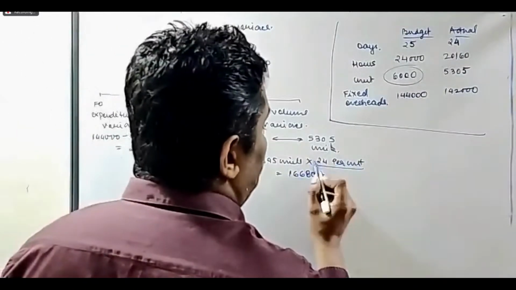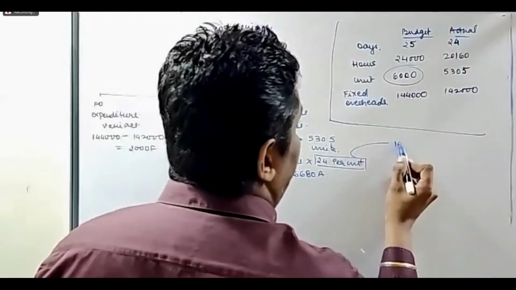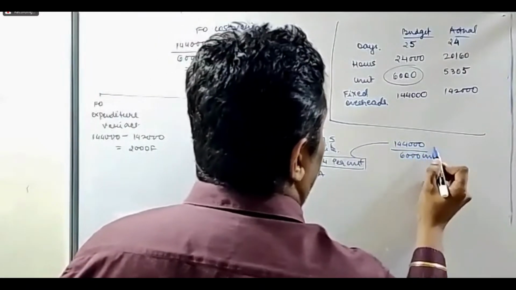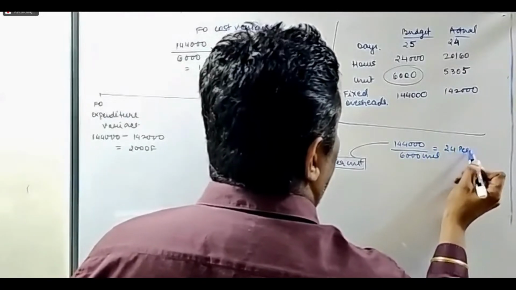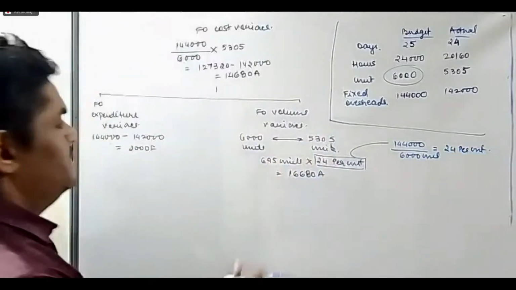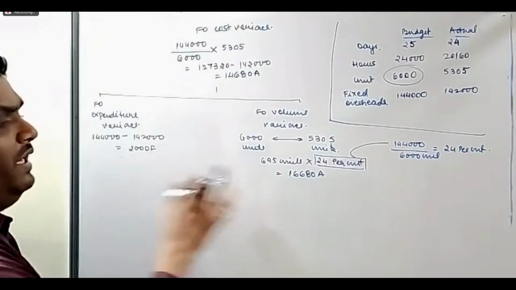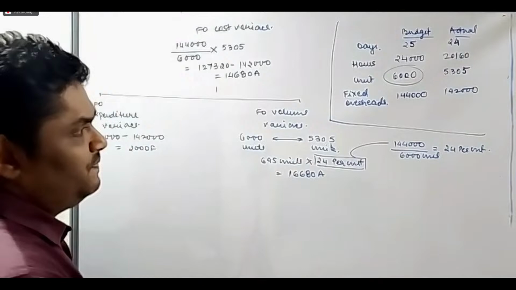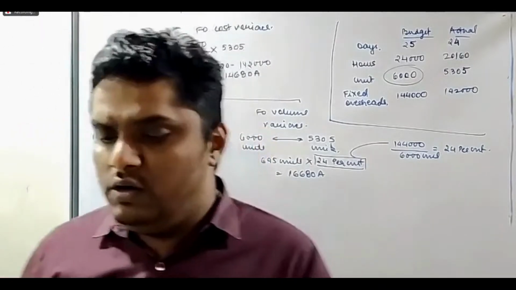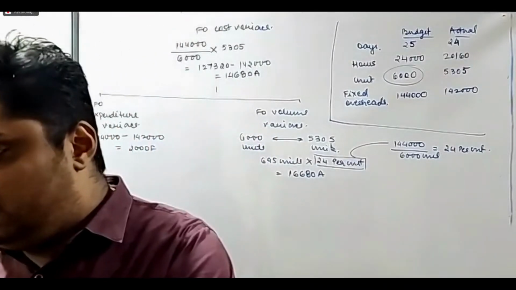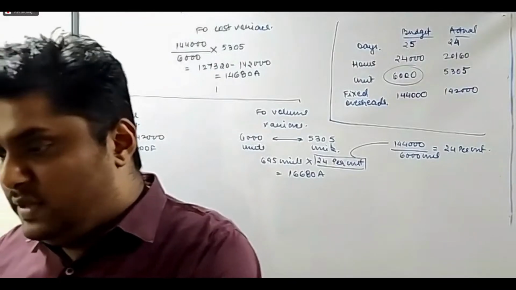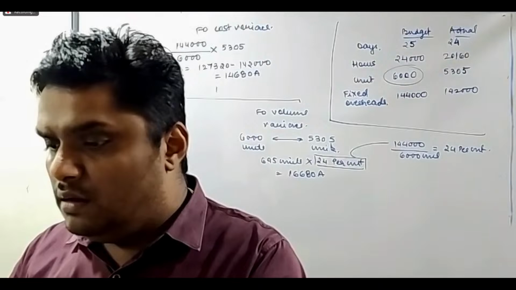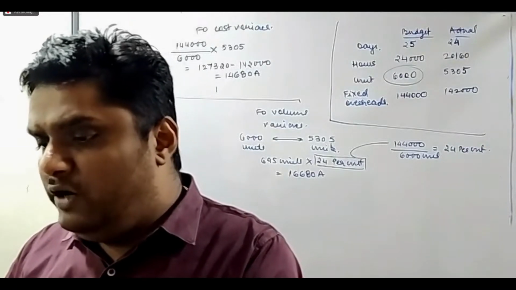How is this 24 per unit derived? Very simple: 1,44,000 divided by 6,000 units, you'll get 24 per unit. 16,680 favorable, sorry, adverse. 2,000 favorable. So we'll get 14,680 adverse. Anyone having any doubts? Please post your queries. Miss Kavita, the page number is 13.44.